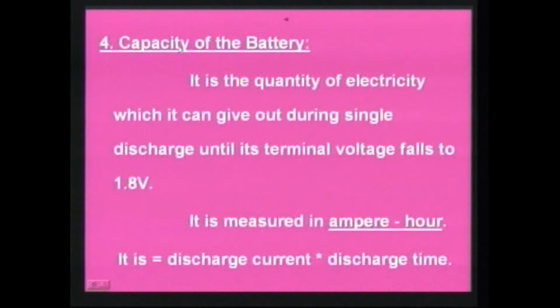Now, capacity of the battery. Capacity is the quantity of electricity which it can give out during a single discharge until its terminal voltage falls to 1.8 volts. It is measured in ampere hours. It is equal to the product of discharge current and discharge time.